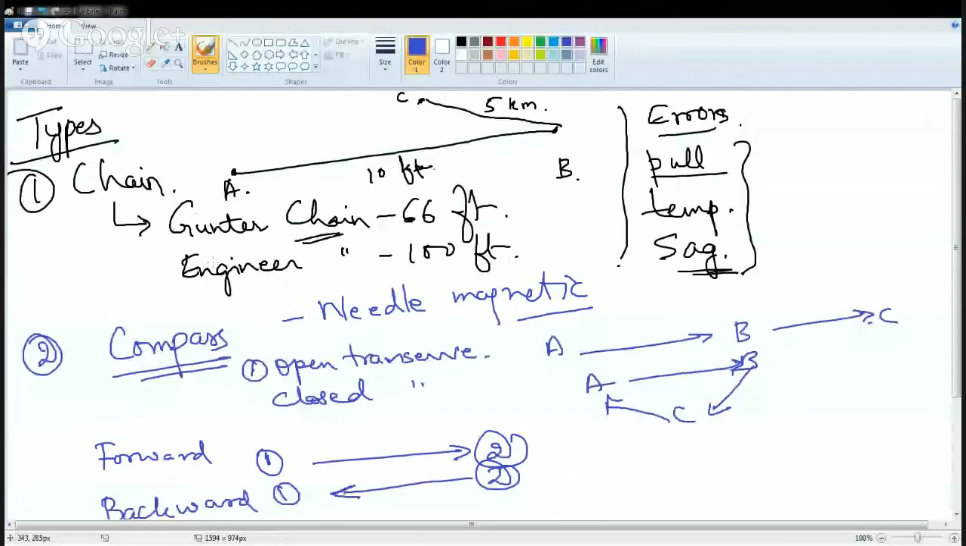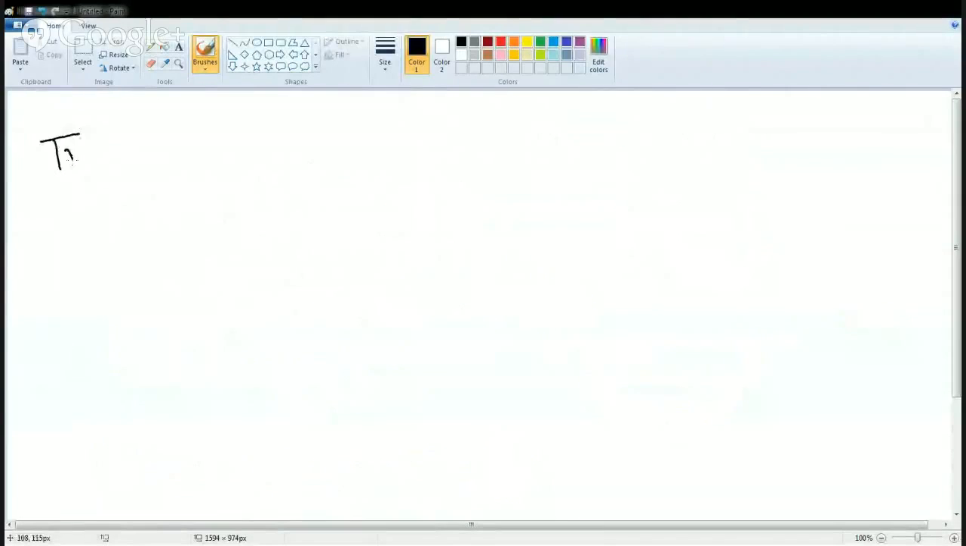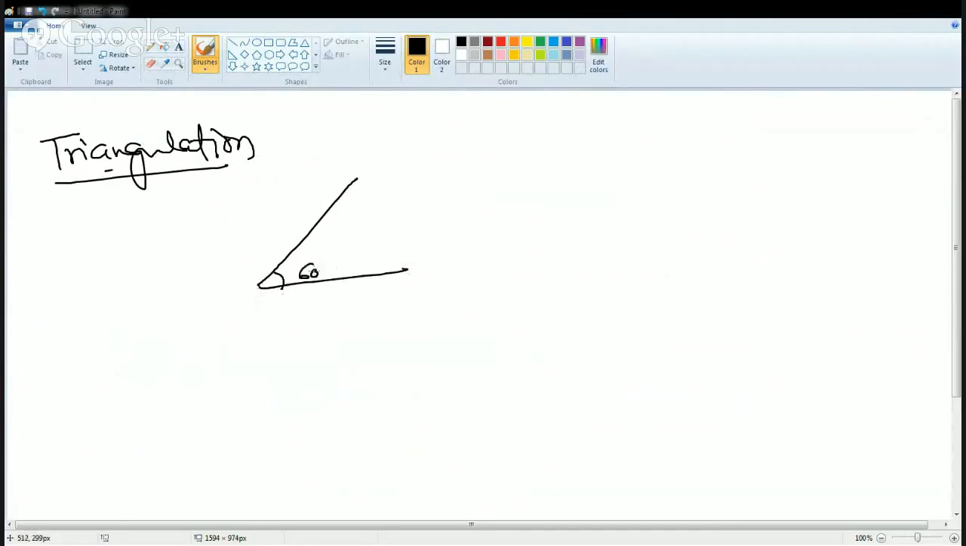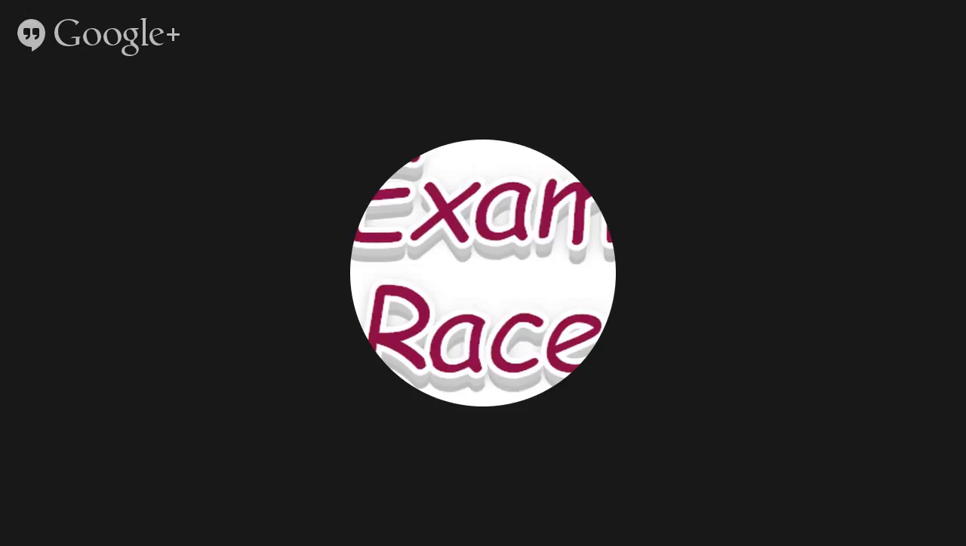So, here is triangulation. In triangulation, what you technically do is try to measure the angle. So how can I measure the angle? If I have this side known and I know this angle is 60 degrees and this angle is 30 degrees, I can draw the rest of the two lines and see where point 3 is located. So this is what triangulation is.